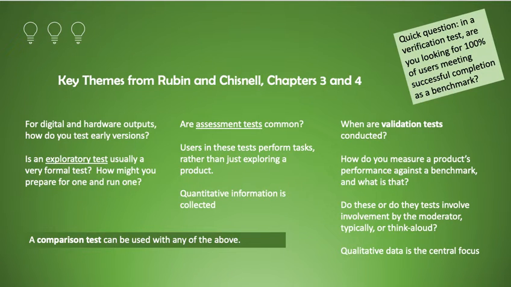How do you measure a product's performance against a benchmark, and what is a benchmark? So do these involve a moderator typically, or a think aloud protocol? Again, qualitative data is the central focus of a validation test. Again, the last thing I want to say about this from chapter 3 is that a comparison test can be used with any of these. Often a comparison test is when you are testing your current product against a prior version of it or against a competitor's product.